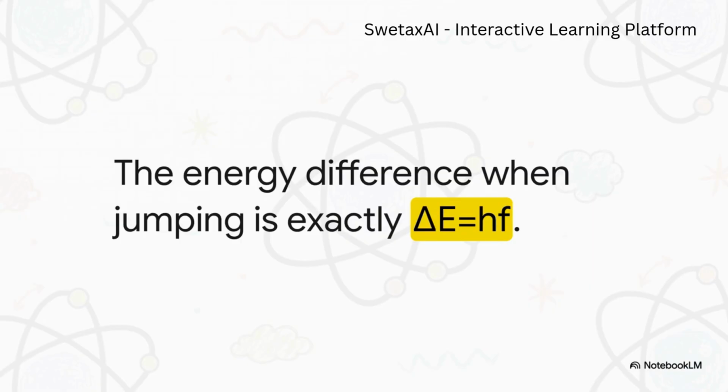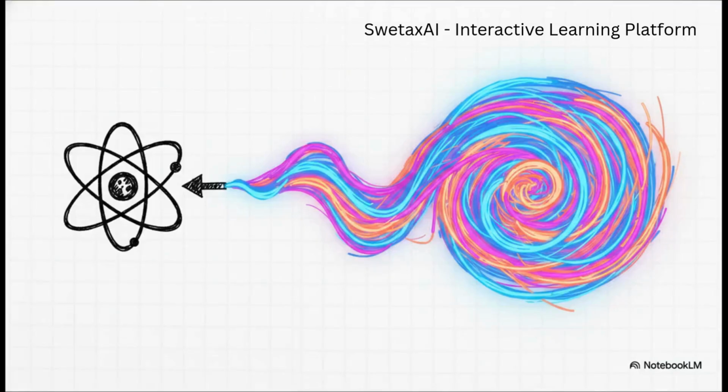Delta E equals hf. This formula mathematically defines the exact energy of the light that gets emitted when an electron drops to a lower step. Let's decode what these variables actually mean. This breaks it down beautifully, instantly showing us the connection between the invisible atom and the visible world we live in. Delta E is simply the energy difference between the two levels the electron is jumping between.